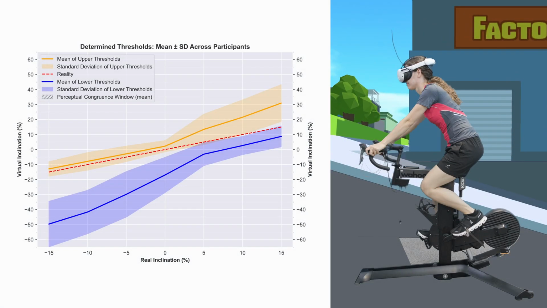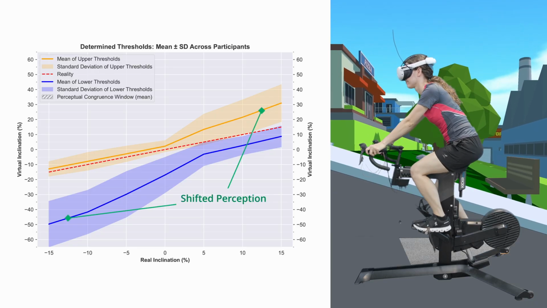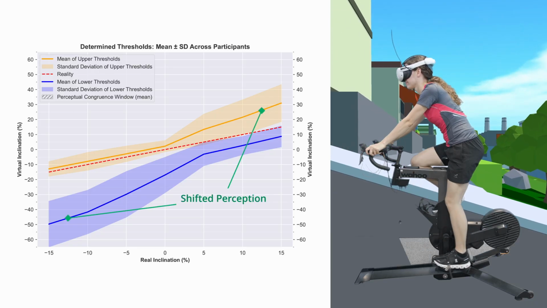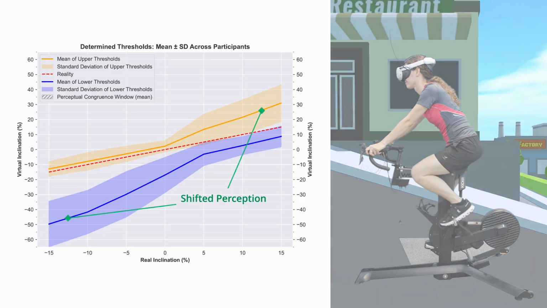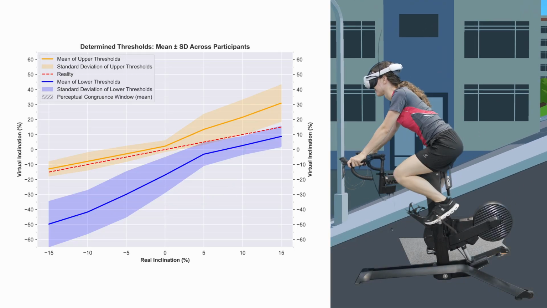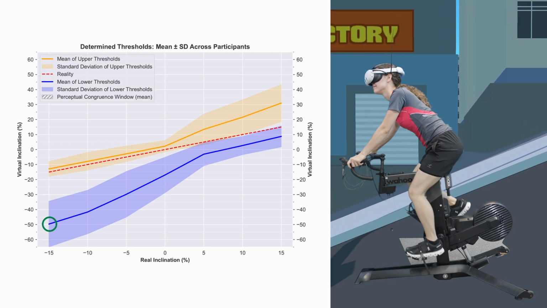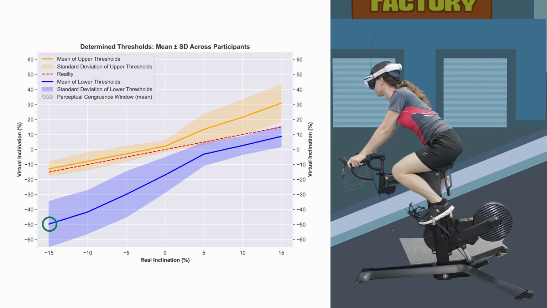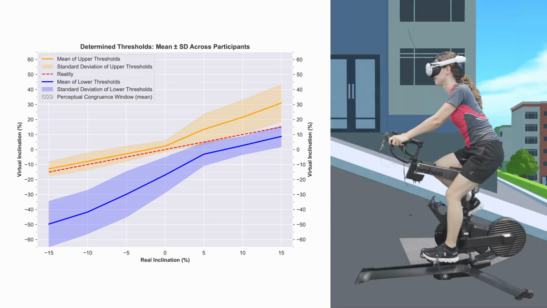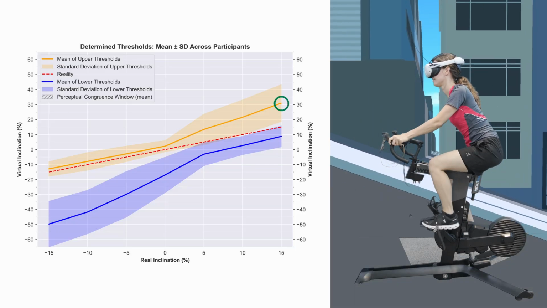Our results show that cyclists can easily be led to perceive steeper uphill or downhill inclinations than they physically experience, without reliably noticing the mismatch. The strongest effect was for downhills. Real inclinations of minus 15% still felt congruent with virtual slopes as steep as minus 50%. For uphills, plus 15% in reality could be paired with up to plus 31% virtually.